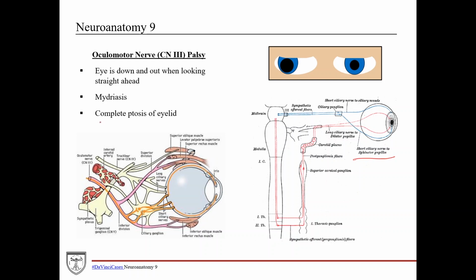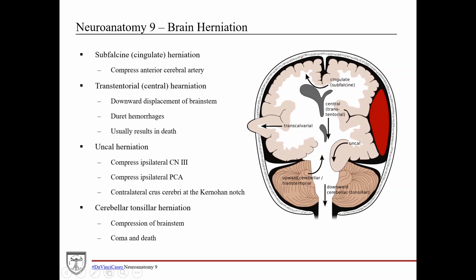You could also see complete ptosis of the eyelid, and this patient's unconscious, so it's harder to evaluate that. But if he were conscious, you would see significant drooping of the eyelid. Now, you may be wondering, how is an ocular motor nerve palsy and an epidural hematoma connected?